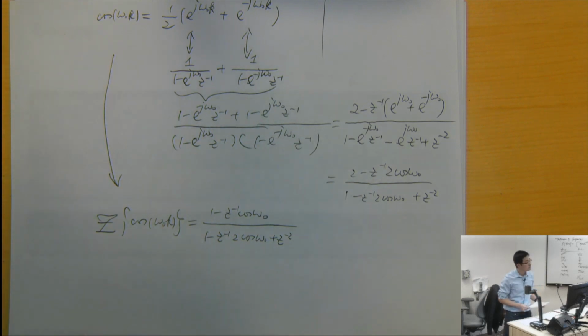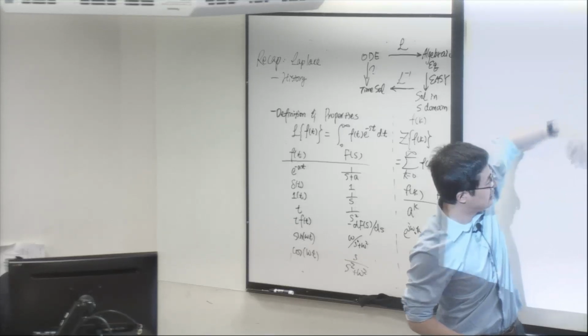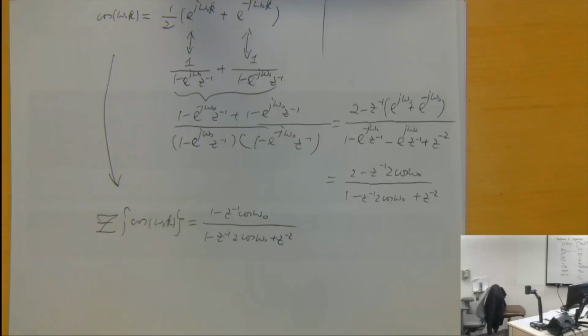Where did the 2 go? So the 2 went away. We talked about this is the Laplace transform of this, the Z transform of this one. So this was left out at this step. And then I bring it back to here.